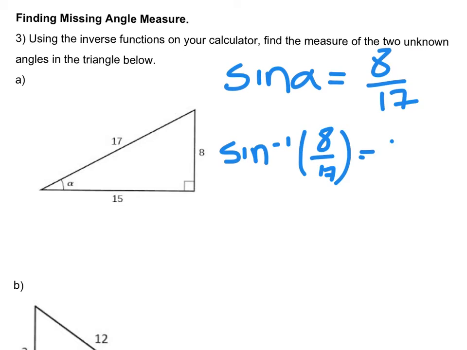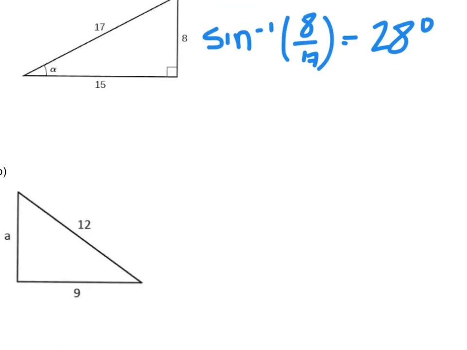Yeah, about 28 degrees, if I round it to the nearest degree. And if alpha is 28, well then, it means that the other one must be 62, because they have to add up to 90, right? Let's go down a little bit further.